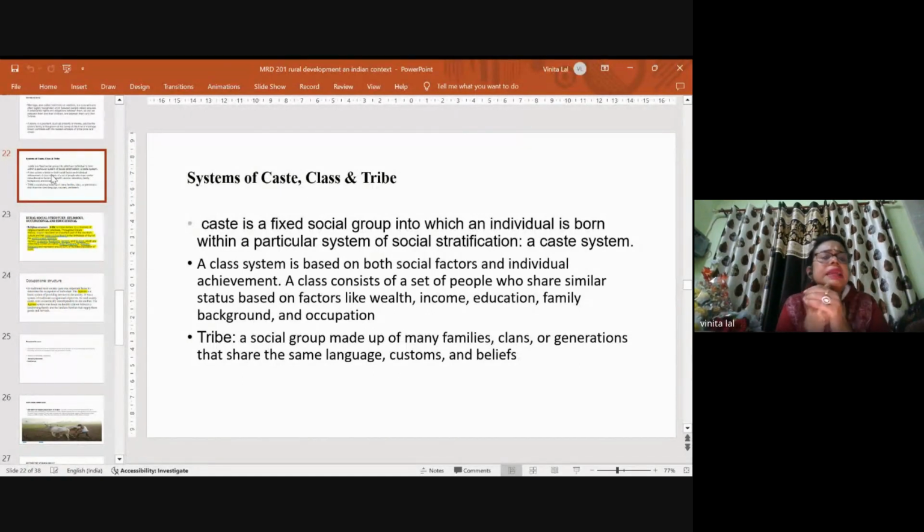Now come to the tribe. If we say Indian history has witnessed various types of class.